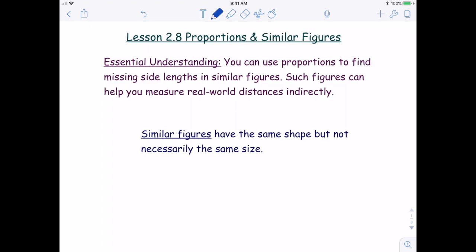Similar figures have the same shape but not necessarily the same size. So this is like taking a shape, putting it into a copy machine, and blowing it up.